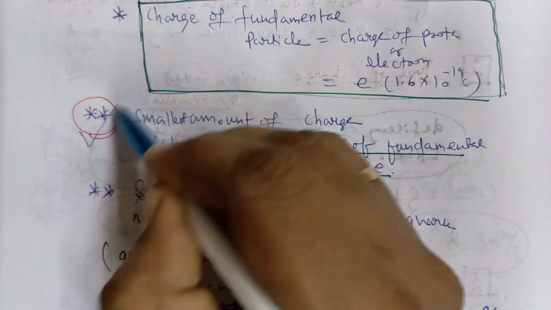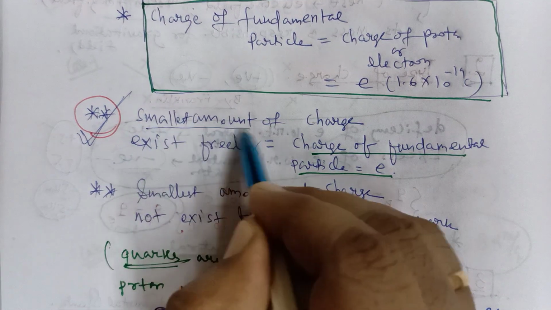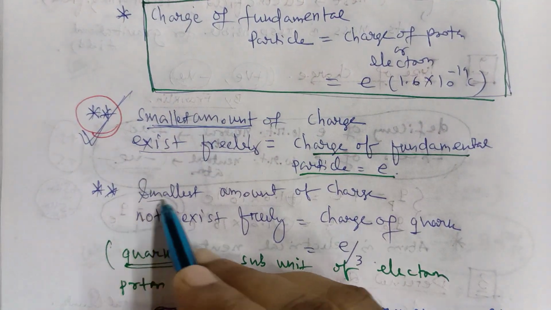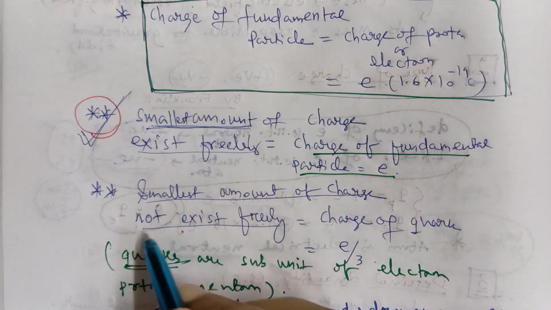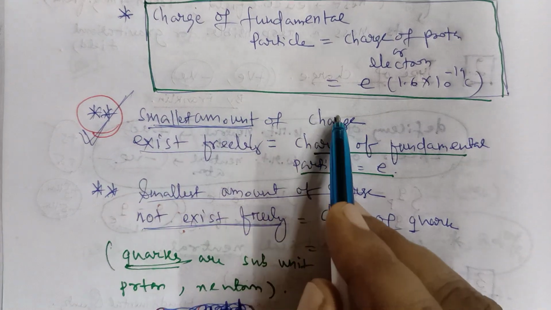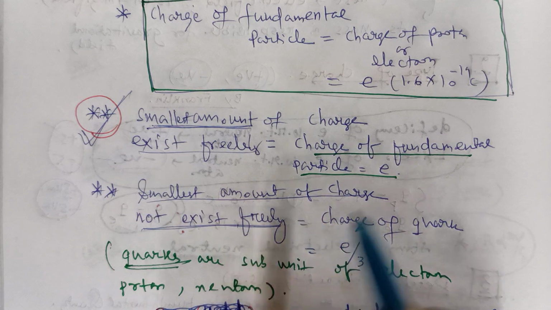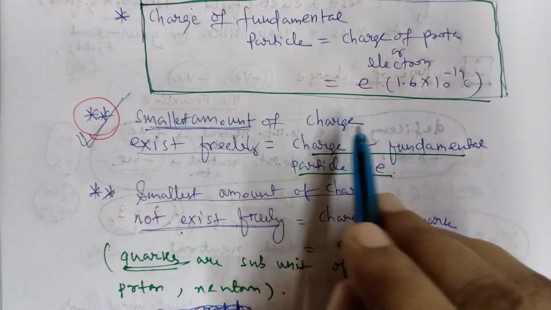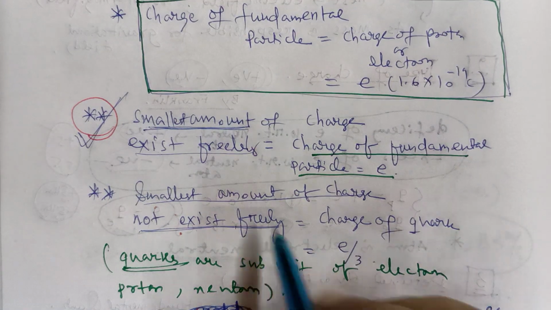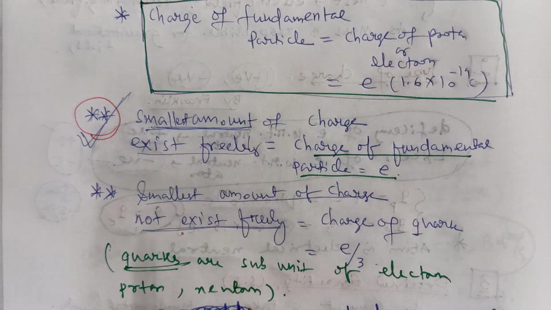Now another question comes, what is the smallest unit of charge? What is the smallest amount of charge that exists freely? Another question is the smallest amount of charge that does not exist freely. If the question comes, what is the smallest unit of charge, and it does not mention exist freely or not exist freely, then you write the smallest amount of charge is the charge of proton or the charge of electron, that is e. Then the question is, what exists freely and what does not exist freely?